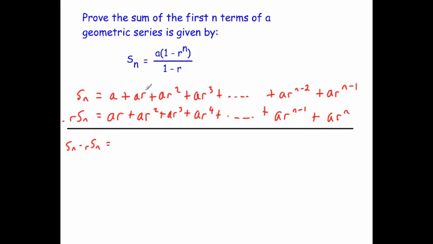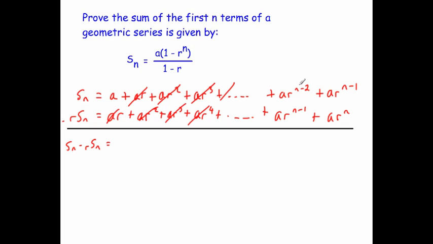Now notice here we've got an ar and we've got an ar here. So if I take my ar and I take away the ar, well, that will give you 0. If I have ar squared and I take away an ar squared, well, they again will give me 0. If I've got an ar cubed and an ar cubed, again, if I subtract, I'll get 0, and so on.